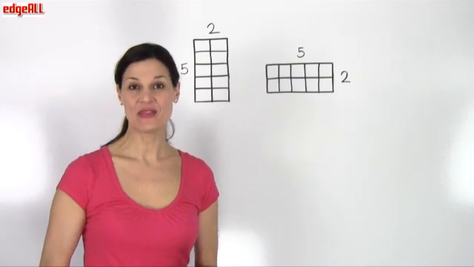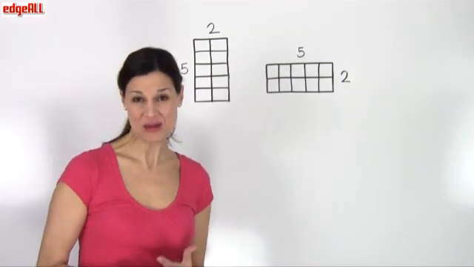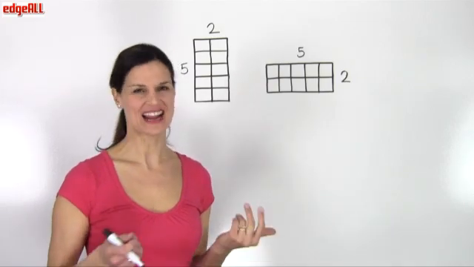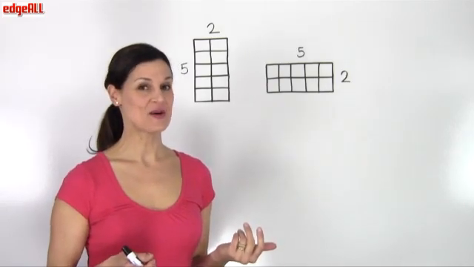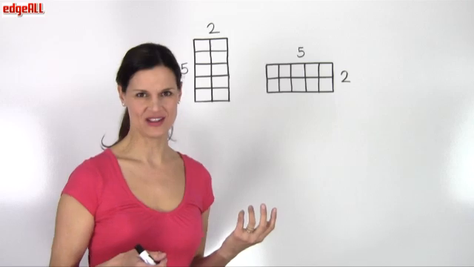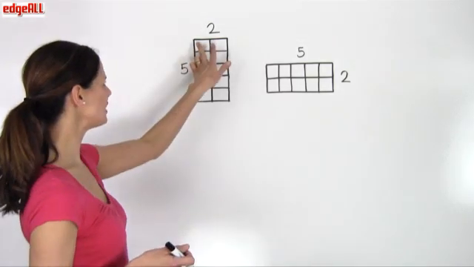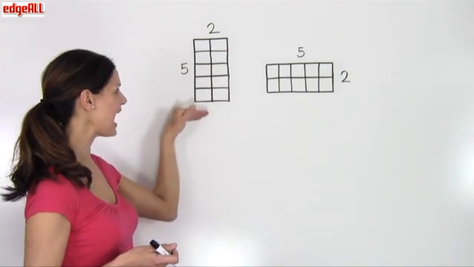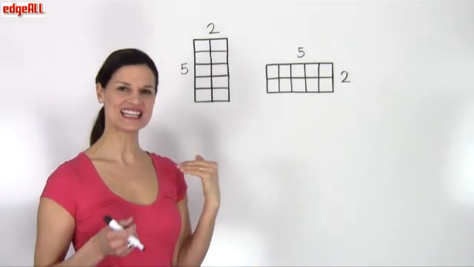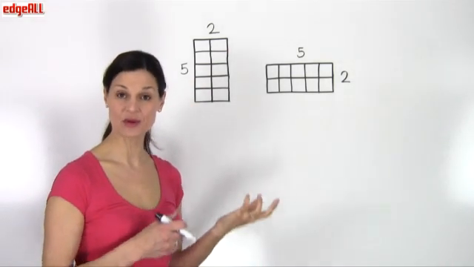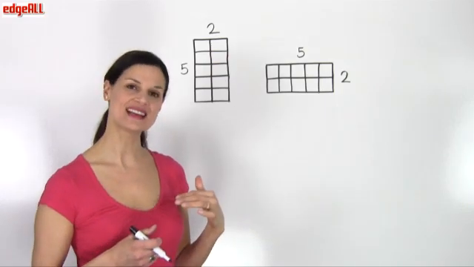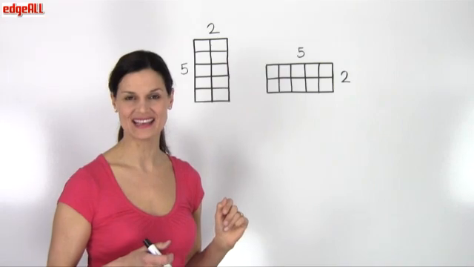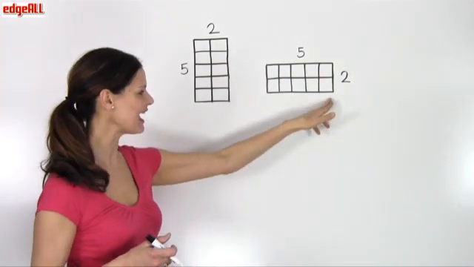Let's look at another example of the commutative property of multiplication, looking at rectangles. So if I have a rectangle that is 2 blocks wide and 5 blocks high, it is going to contain the same number of blocks as a rectangle that is 5 blocks wide and 2 blocks high.